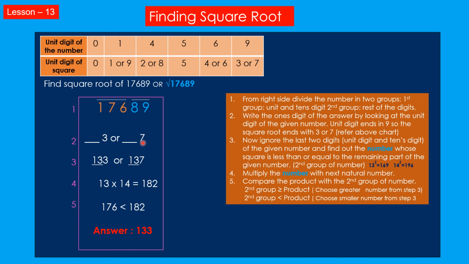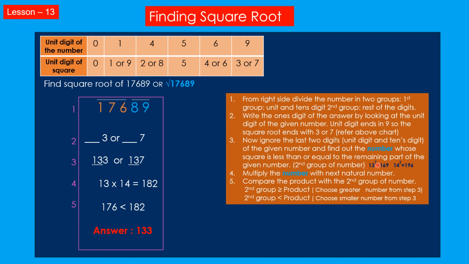The next step is to find the tens digit of your answer. In the third step, you ignore the unit digit, and then you consider the remaining digits, 176. Now you have to think of a number whose square is less than or equal to 176. So if you take, for example, 13 square, you get 169. And 14 square is 196.